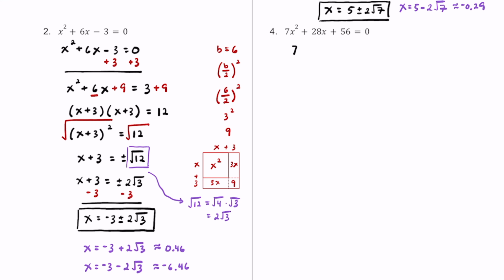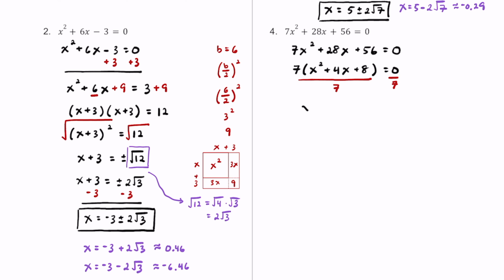For number 4, we have one more here where we have 7x squared plus 28x plus 56 is equal to 0. Just like in number 3, the leading coefficient, or the a value, is 7. So I think we can factor out 7, since 7, 28, and 56 all have a GCF of 7. If we do that, we're left with x squared plus 4x plus 8 equal to 0. Now we can divide both sides by 7 so that we don't have to deal with that leading coefficient. It's not going to change our answer in any way.